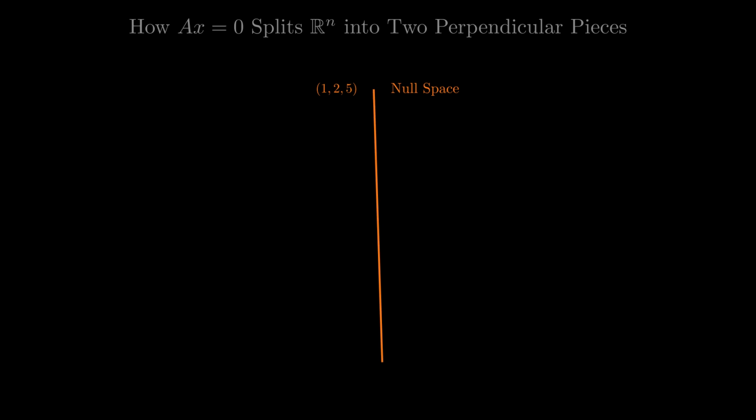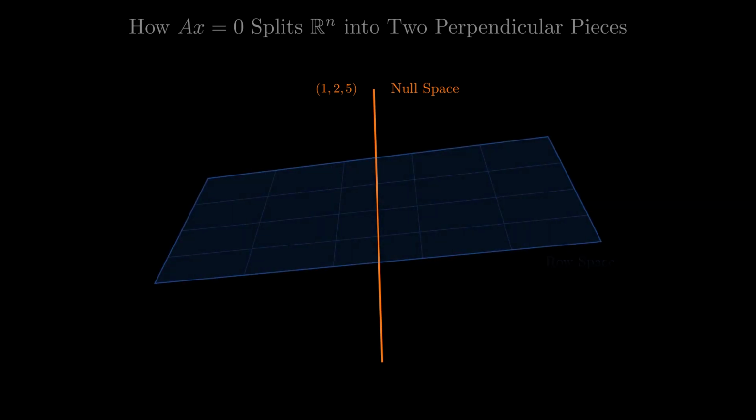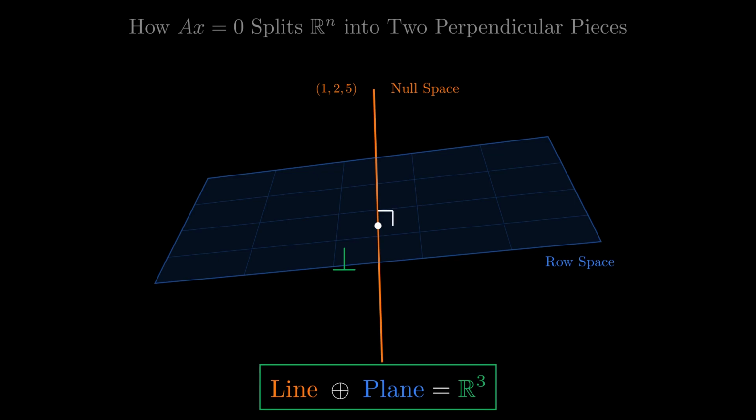The equation AX equals 0 cleaves all of Rn into exactly 2 perpendicular pieces, with nothing left over. That's our destination, a line and a plane meeting at right angles filling all of R3. Let's see why this always works.